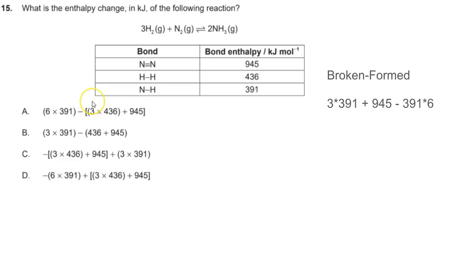Okay, the A is the one you would have chosen if you did formed minus broken. So it's broken minus formed.